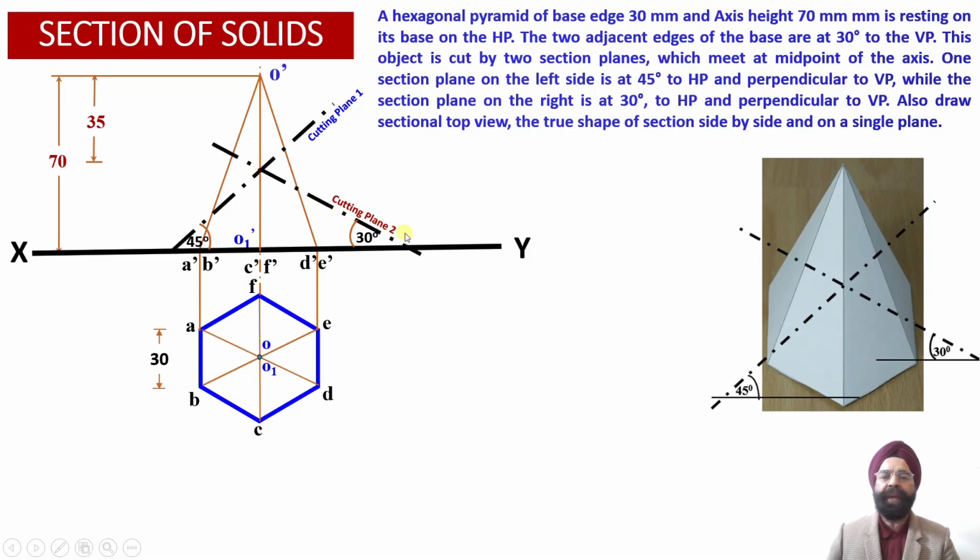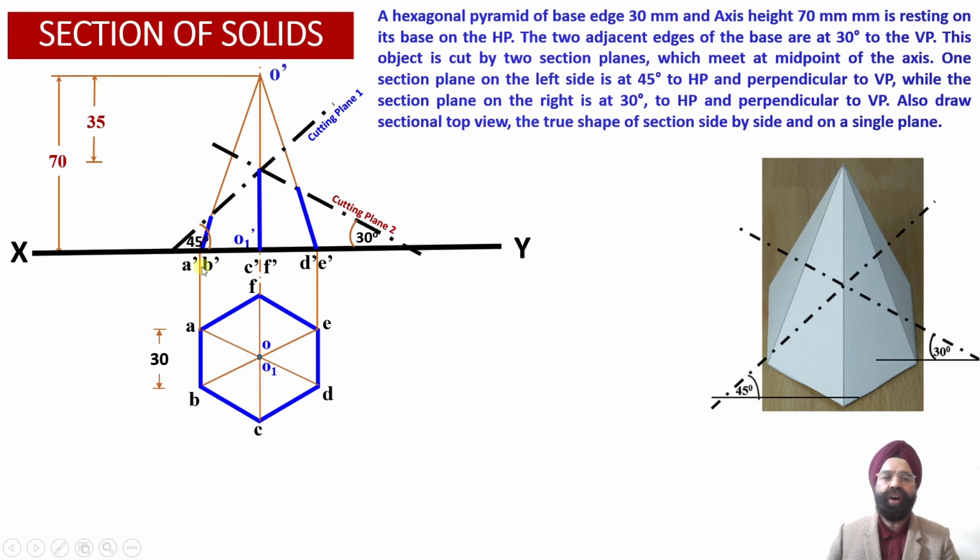Now this is the cutting plane 2. So cutting plane 1 has been marked with blue color. The cutting plane 2 has been marked with red color over here. So this portion of the hexagonal pyramid has been cut by these two auxiliary inclined cutting planes, and this will be removed. Now we are left with this portion of the solid over here.